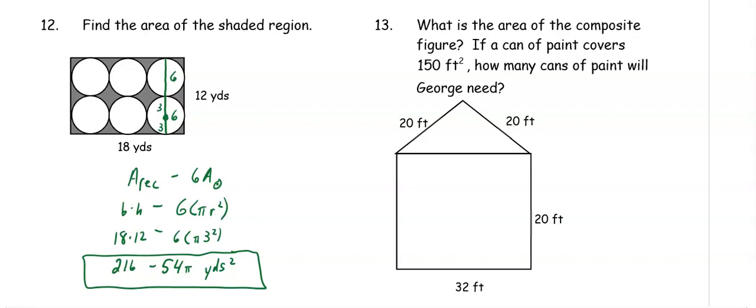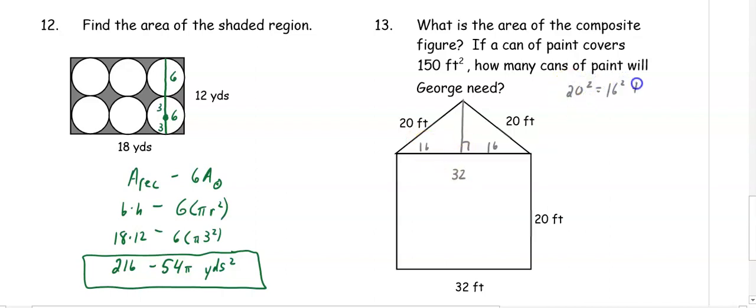Find the area of the composite figure if a can of paint covers a certain area. How many cans of paint will George need? So here we have a rectangle and an isosceles triangle. So we're going to use the isosceles triangle to find the height. So we know that the longer side of the base of the triangle is 32, which gets split into 16 and 16. So we can do Pythagorean theorem to find the height.